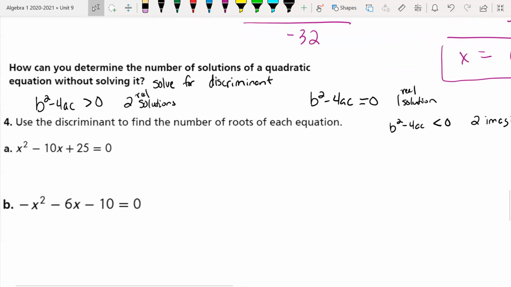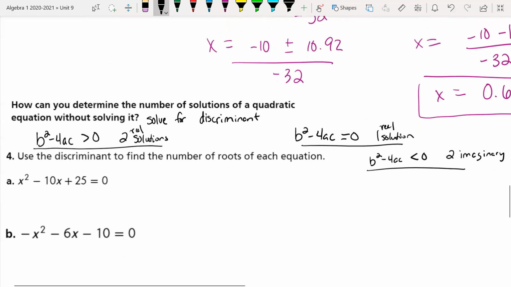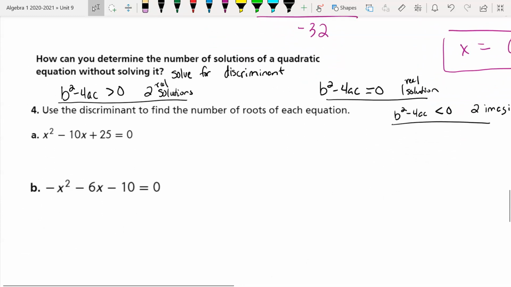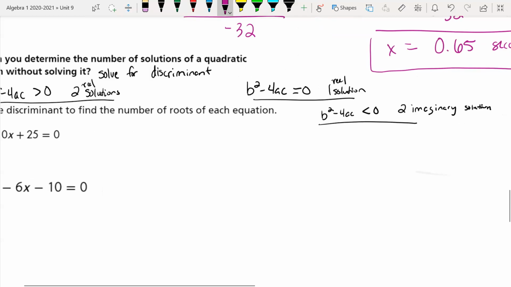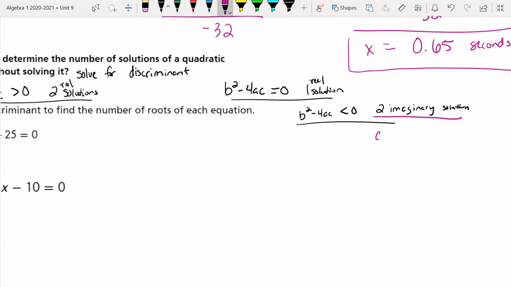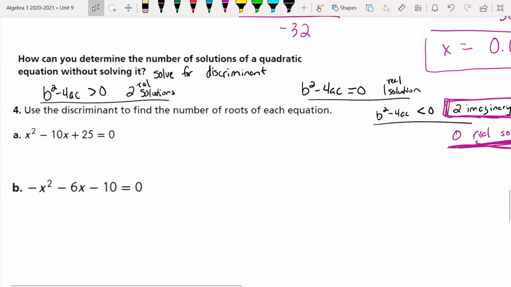Okay, I would write these 3 options down just so you have them. So if it's greater than 0, you have 2 real solutions. If it's equal to 0, you have 1 real solution. And if it's less than 0, you have 2 imaginary solutions. So all I want to know is the discriminant so I can find the number of roots of each equation. Now, this is 2 imaginary solutions or it's 0 real solutions. And that's what we're going to focus on. So you kind of learn this in upper level math. I'm going to throw this in there just to kind of tell you what it is. However, we care about the real solutions. So if it's less than 0, we're going to say it has 0 real solutions.